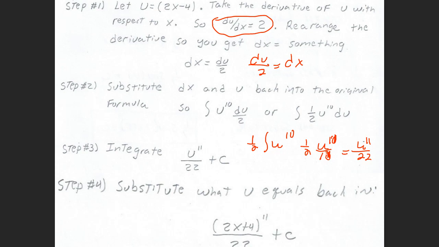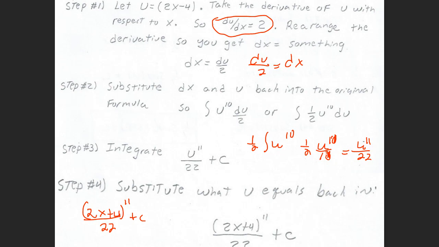Our last step is always to plug our u value back in. So that would be 2x plus 4 to the 11th power over 22 plus c. Again, if I wanted to solve this to see if it works, I can take the derivative of this, and I should go right back to what I started with.